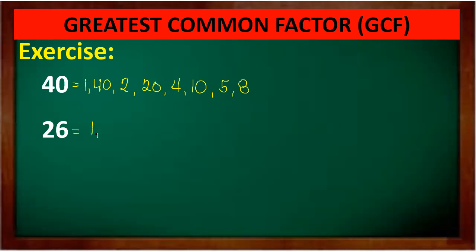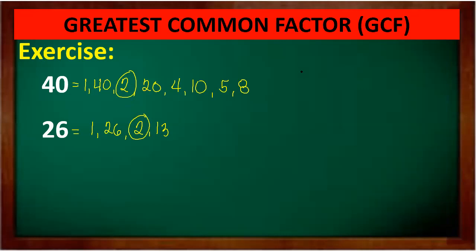How about the factors of 26? That is 1 times 26. Divisible by 2 because it ends in an even number. So 26 divided by 2 is 13. How about 3? Is it divisible by 3? No, it's not. Okay, so these are the factors of 26. So what is the greatest common factor? It's only 2. So the greatest common factor of 40 and 26 is 2.